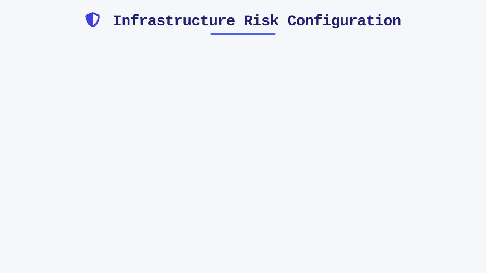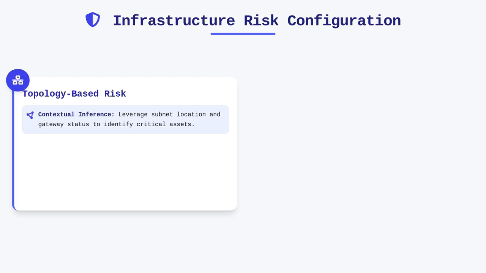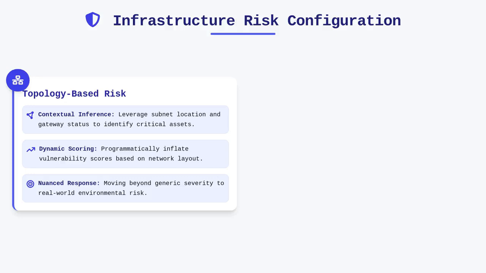Configuring critical infrastructure flags represents a specific pattern where we leverage network topology to infer security risk. By integrating information about whether a server resides within a critical subnet or acts as a gateway, we can programmatically set security flags that inflate the vulnerability score. This approach treats your network layout as a source of truth for risk assessment, allowing for a much more nuanced response than a generic severity score would provide.